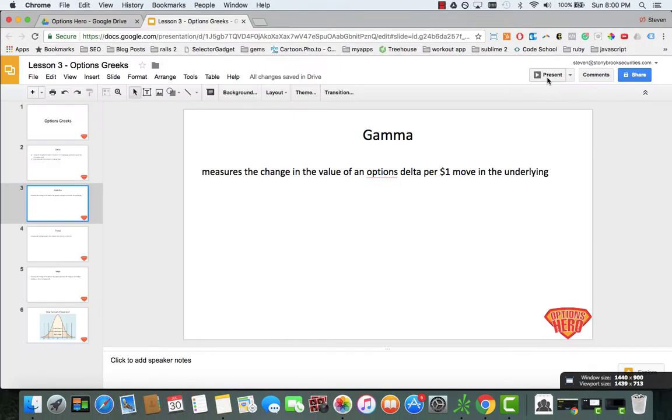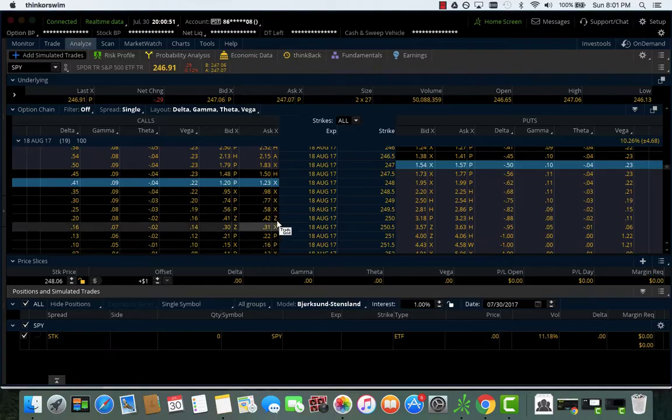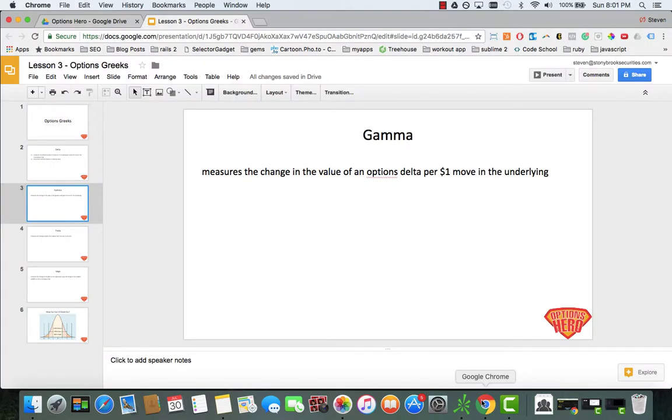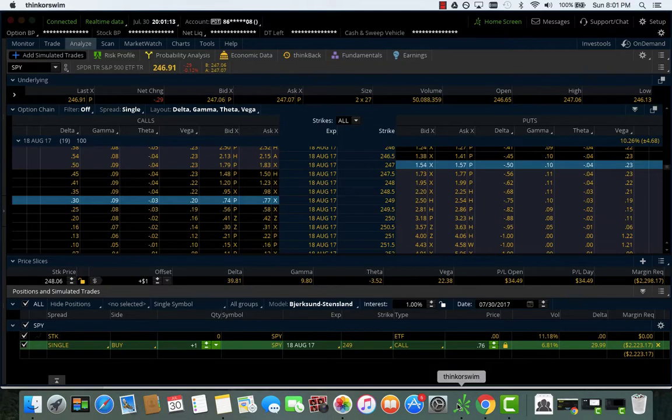Now, a lot of you are probably saying, Stephen, we bought this 30 delta call, and when it was stressed up a buck, it made a little bit more money than the $30 we were expecting to make, right? That is because of gamma. So gamma says, and let's take a look here, per every $1 move of stock, the delta will change accordingly to the gamma.